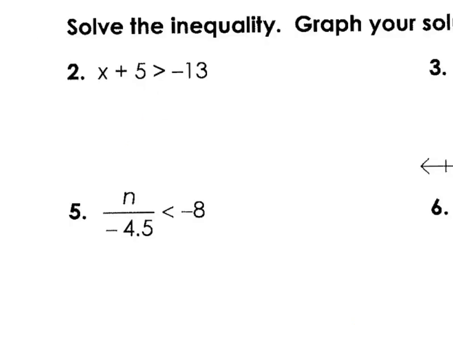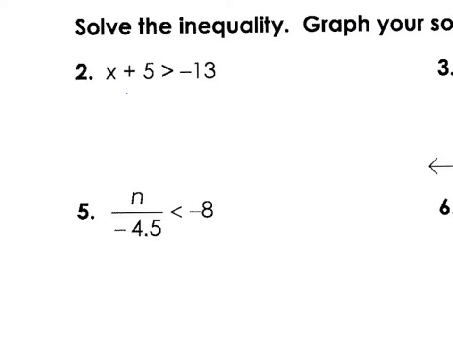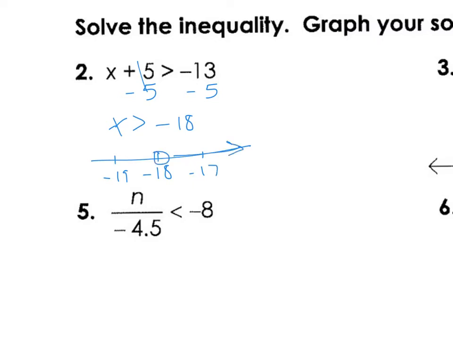Now we're going to start with number 2. We're going to graph the inequalities. So I'm going to minus 5, minus 5. That's going to give me x is greater than negative 18. Here's negative 18, negative 19, negative 17. Open circle going to the right.